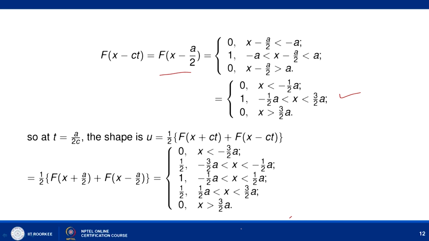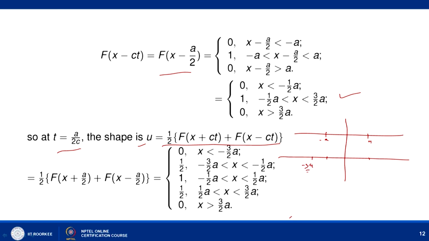And what we want to write, at t equal to a by 2c, the shape u is given by the sum of these two. If you want to draw it, let me write the initial step here. So that is minus a to a. Here minus a to a, and here it is minus a, and here we have minus 3a by 2, here minus a, here it is a by 2, here minus a by 2, here a by 2, a and 3a by 2. So, let us look at the shape right now, it is 1 here.